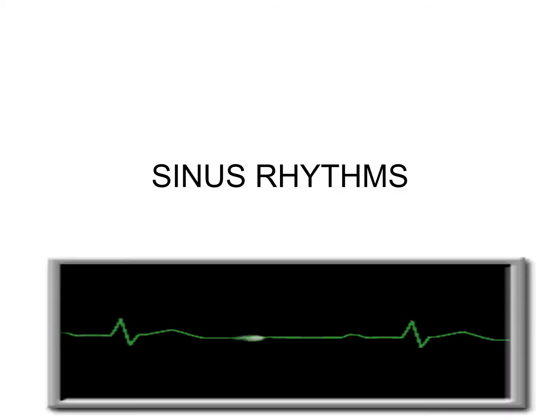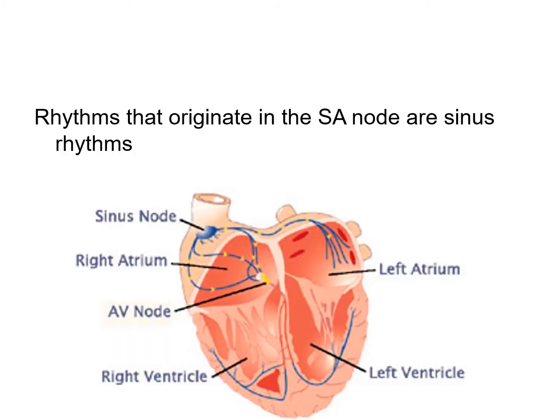My fault. All right, sinus rhythm. So normal sinus rhythm. This is not normal sinus rhythm. Rhythms that originate from the SA node are considered sinus rhythms, from the sinus node. That's where they're supposed to originate from, versus the AV node.